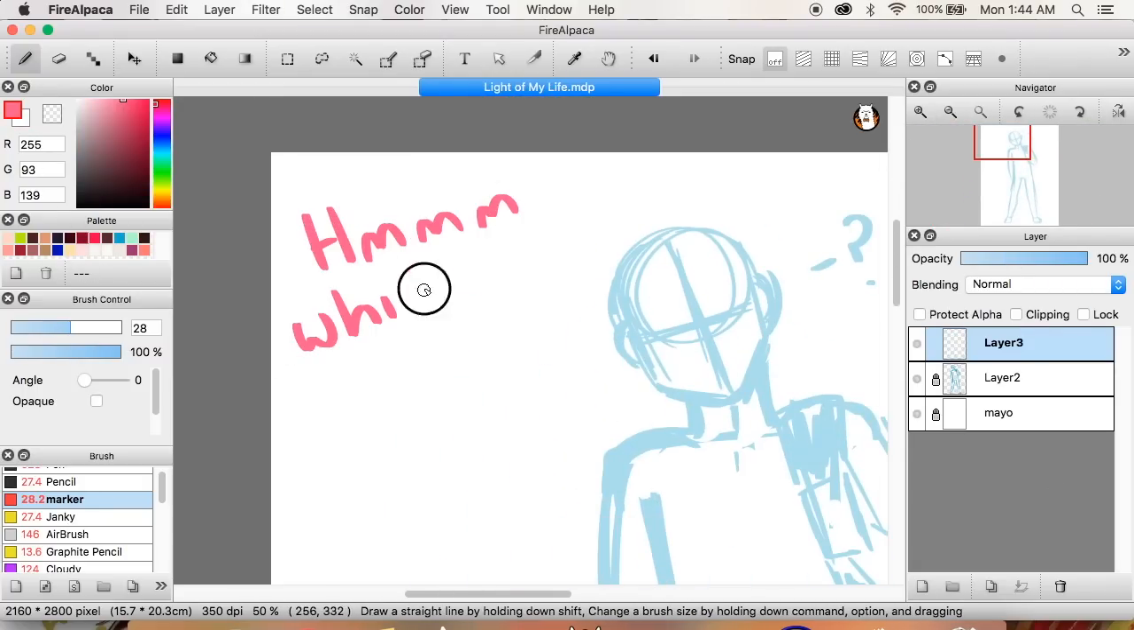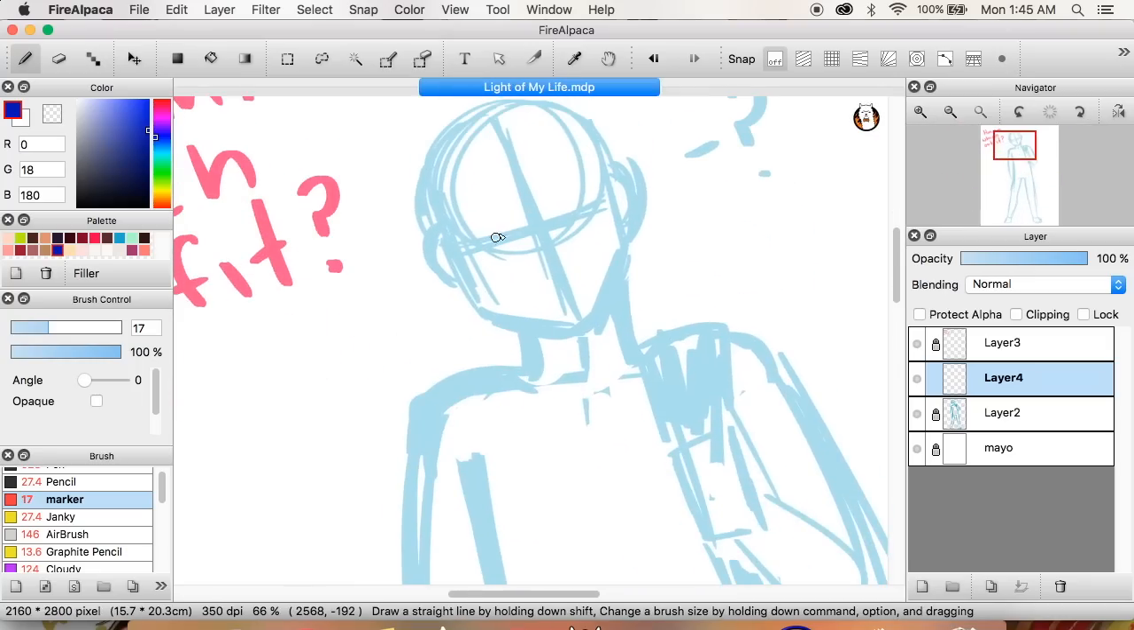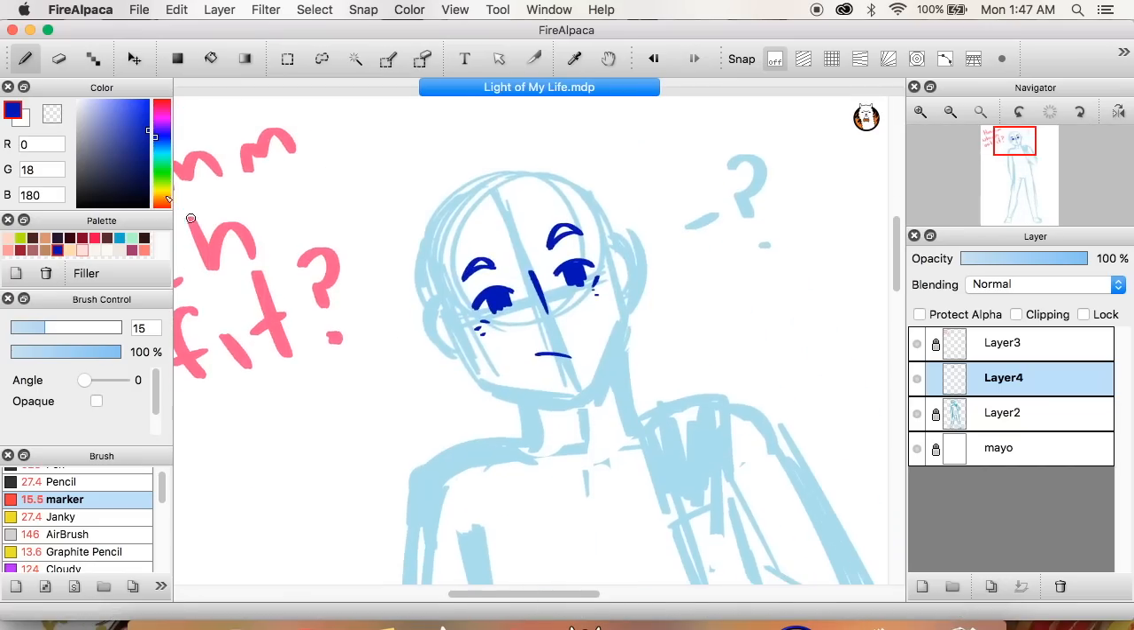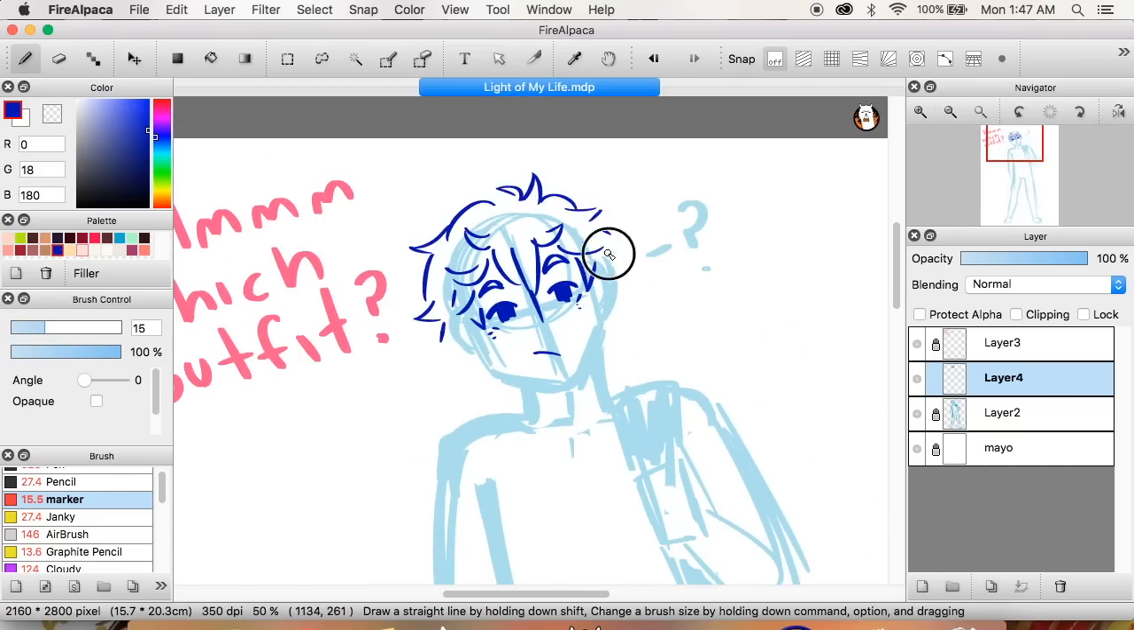But yeah, so before I start, I'm gonna talk about the picture. Of course, I have to start the series with my all-time favorite fictional character, Hinata Shoyo from Haikyuu, and I'm drawing him in this outfit that I bought kind of like an impulse buy.